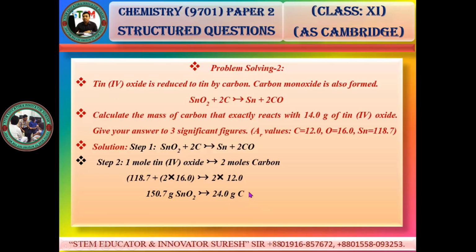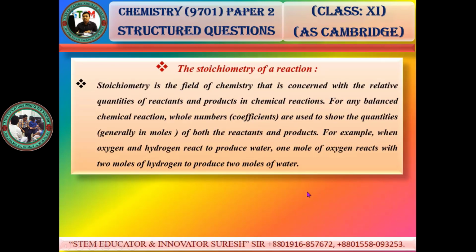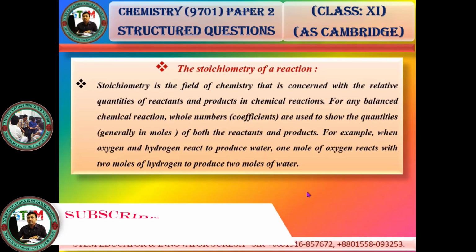Step 3, by the unitary method, we can say 1 gram of tin(IV) oxide is equivalent to 24 divided by 150.7 gram of carbon, and the amount of tin(IV) oxide given here, look at this, is 14.0 gram. So it is equal to the previous value multiplied by 14, and by calculator it will give you 2.23 gram carbon to the nearest 3 significant figures.